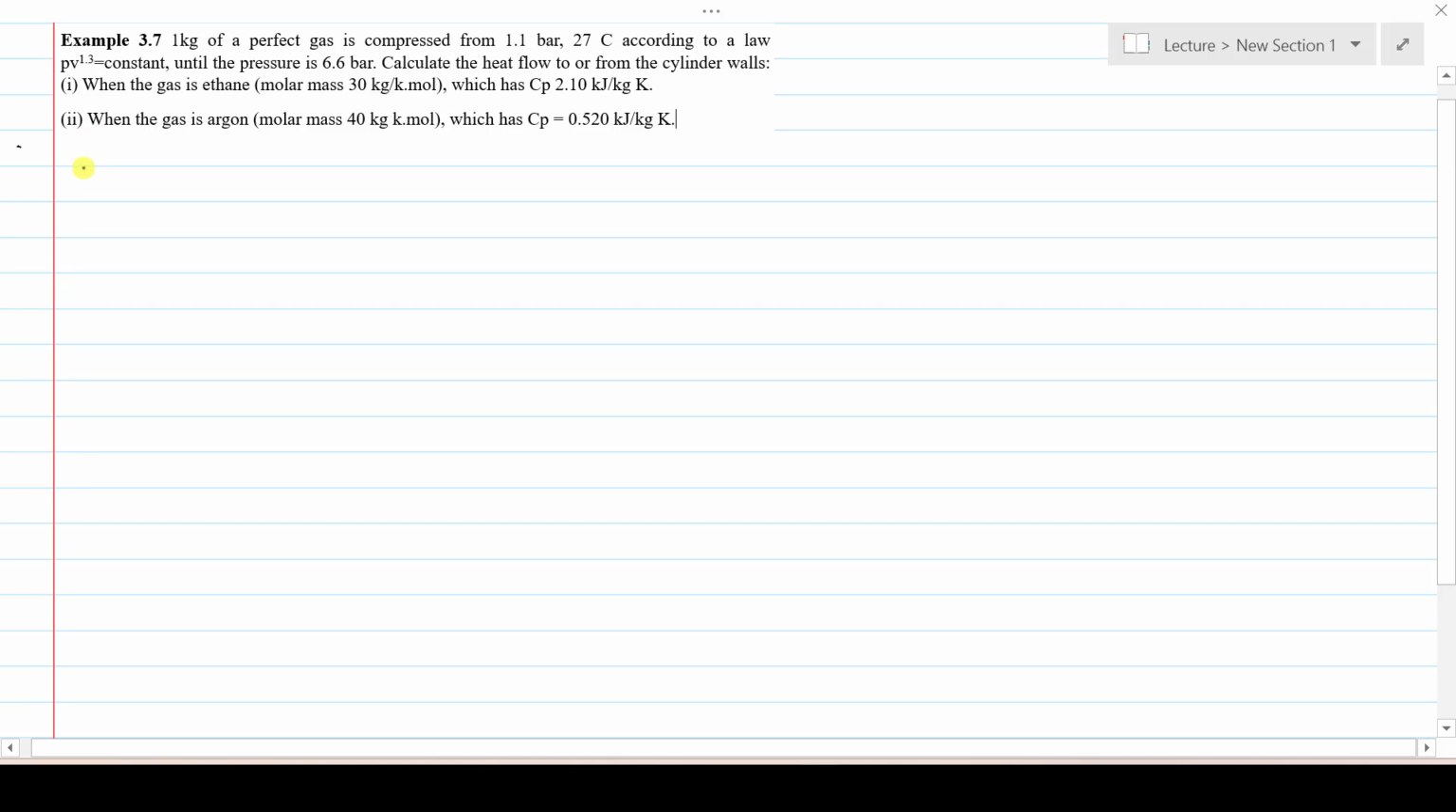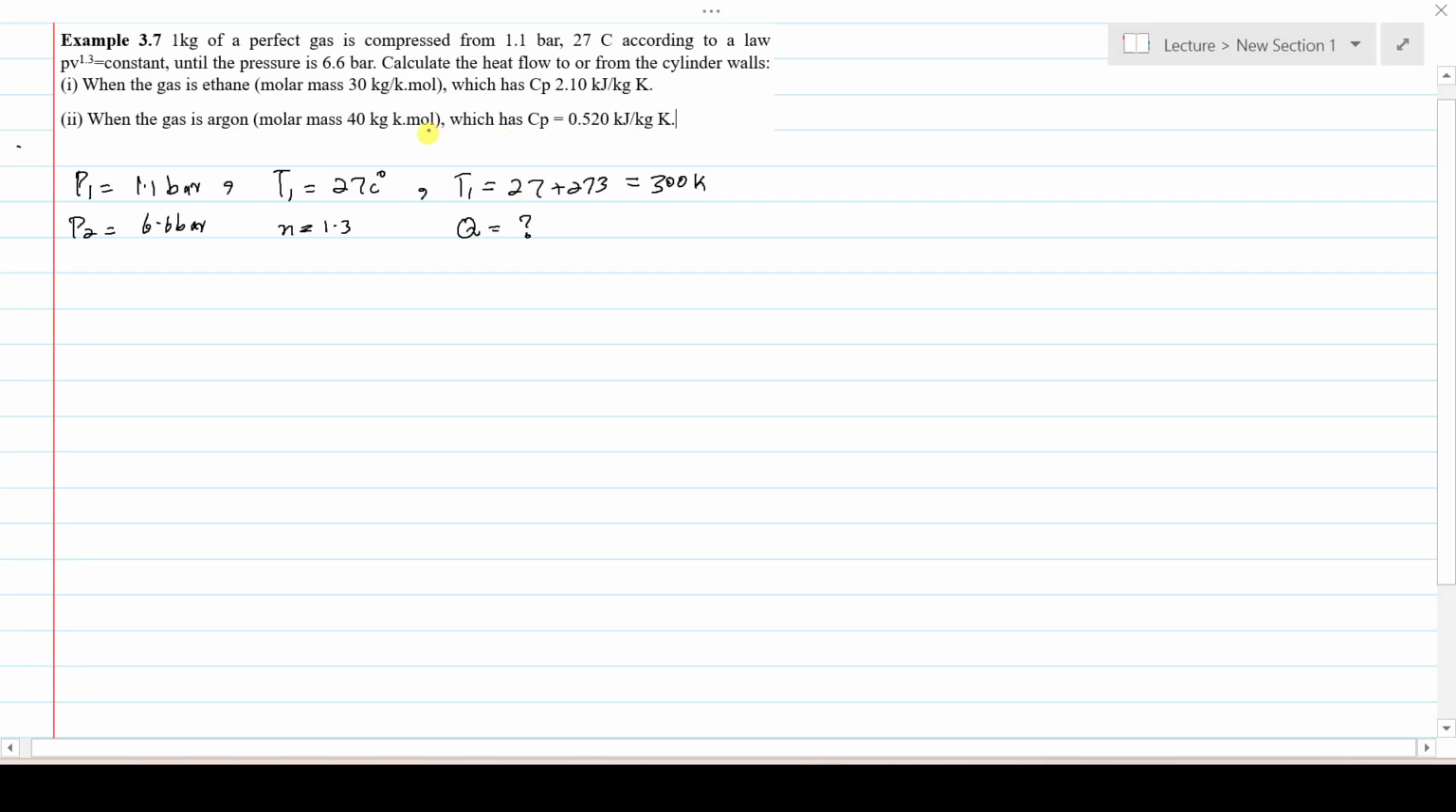Okay, so let me first write the given data. Pressure P1 is 1.1 bar before compression, temperature T1 is 27 centigrade, which we convert into Kelvin. Pressure P2 of the final state is 6.6 bar. Since it is a polytropic process, the value of n is 1.3. You need to calculate the heat in or out during this polytropic compression process.